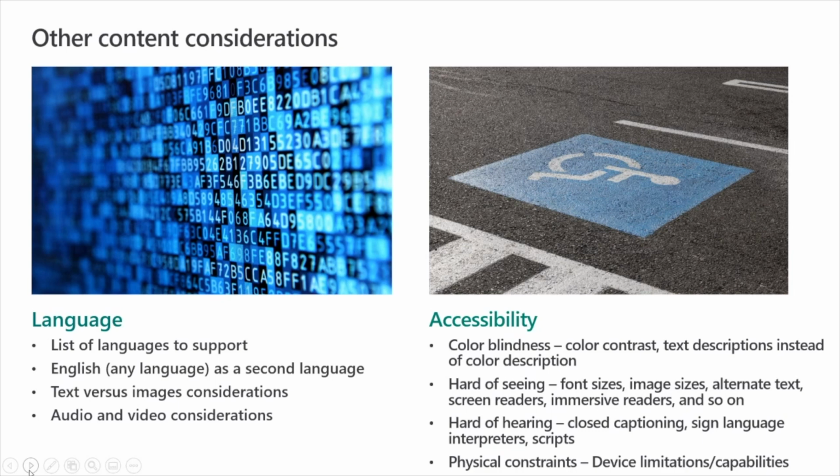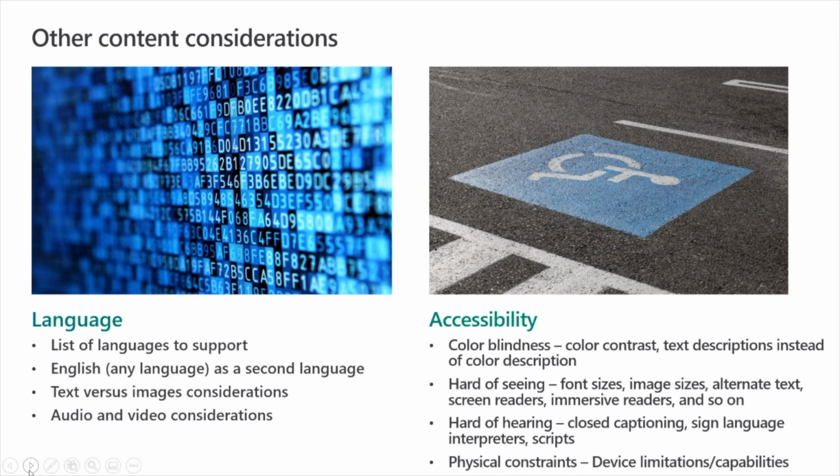For color blindness, make sure you're looking at color contrast, and text descriptions instead of color descriptions. For people that are hard of seeing, make sure you consider font sizes and image sizes. Make sure that you're using alternative text for all of your images, screen readers, immersive readers, and so on. For the hard of hearing, if you're making videos, make sure you've got closed captioning. If you're doing instructor-led classes, do you need to bring in sign language interpreters or have scripts? And then physical constraints.